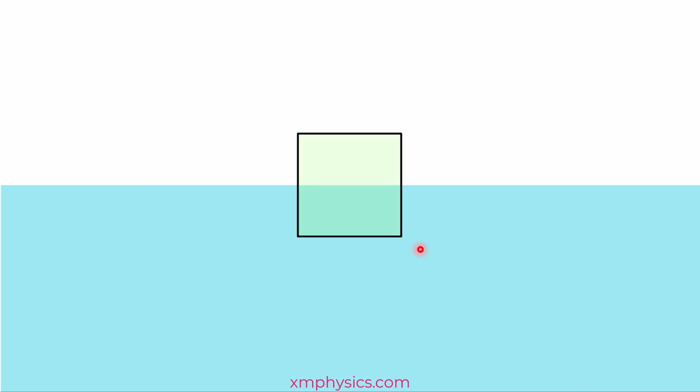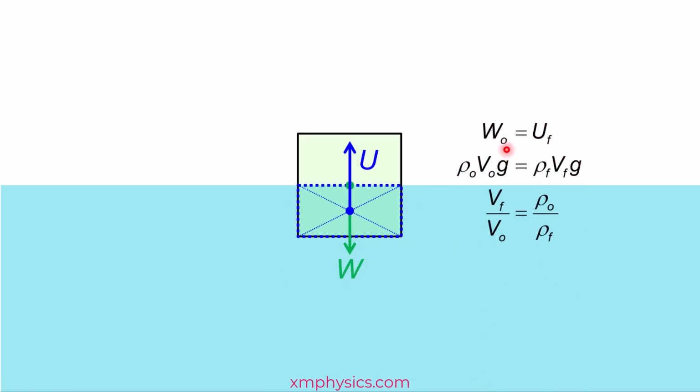Hello, let's talk about the law of flotation. So we have here an object which is floating in a certain kind of fluid. Since this object is floating, we know that its downward weight is exactly balanced by the upward upthrust exerted by the surrounding fluid. So we write here, the weight of the object is equal to the upthrust exerted by the fluid.